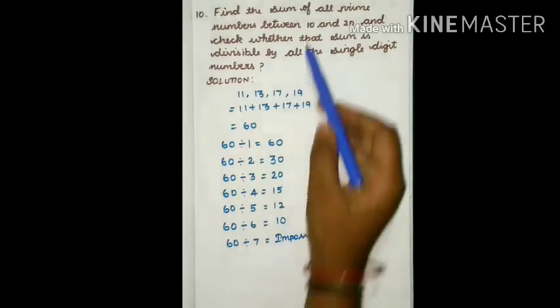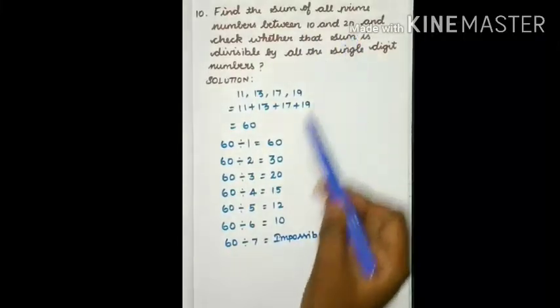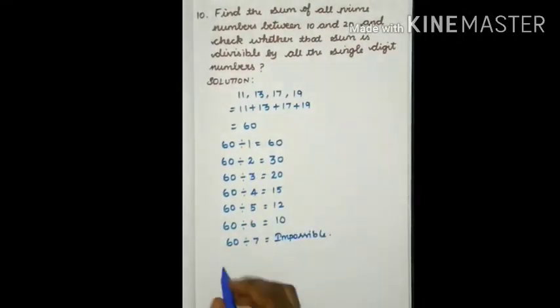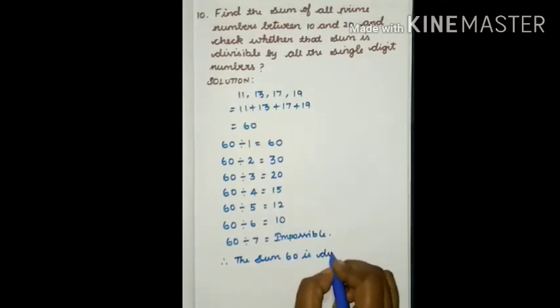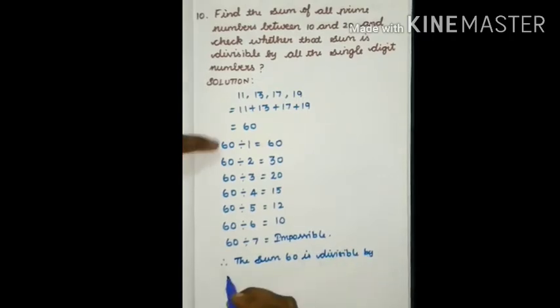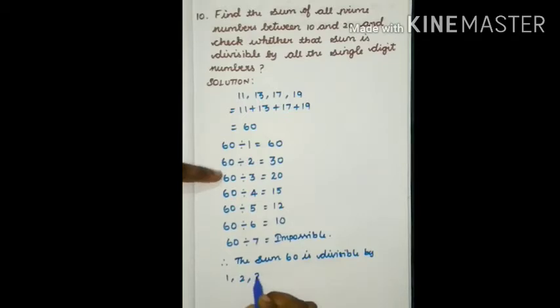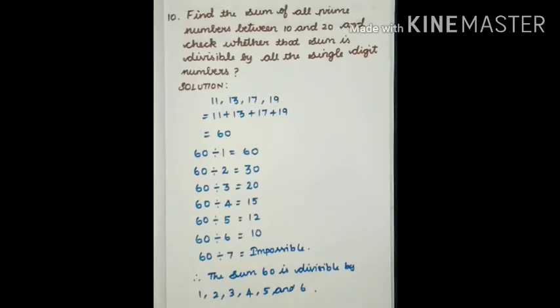Therefore, the sum of all prime numbers between 10 and 20 is 60. The sum 60 is divisible by 1, 2, 3, 4, 5 and 6. It is not divisible by 7, 8 and 9. Now you all clear now.